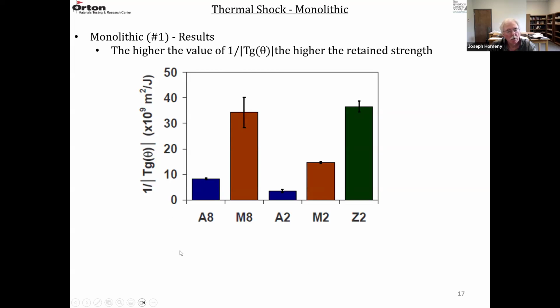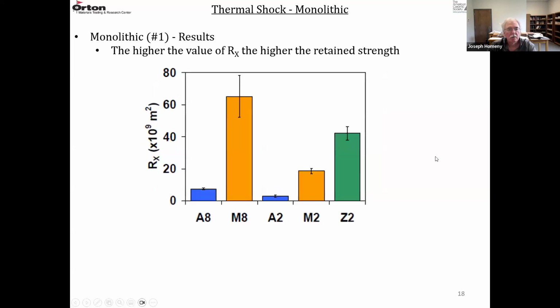So the smaller the angle, the more shallow the slope, the higher the retained strength, the better the thermal shock resistance. And then they took their parameter Rx, and they plotted it here, and M8, M2, and MZ with the higher retained strength also had the higher Rx values. So a lot of these parameters seem to correlate.